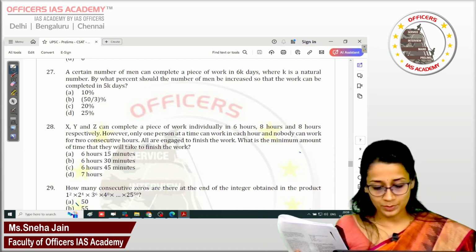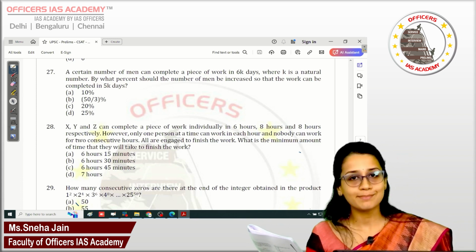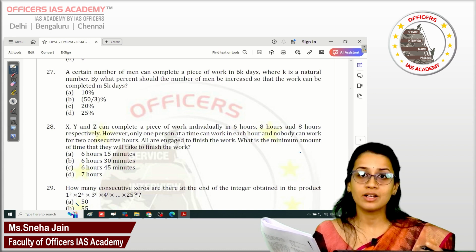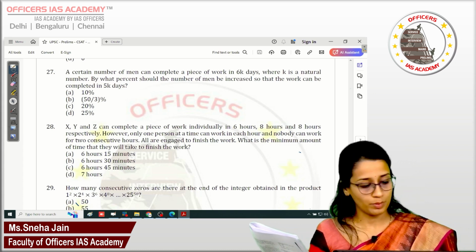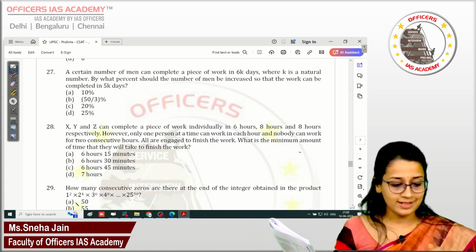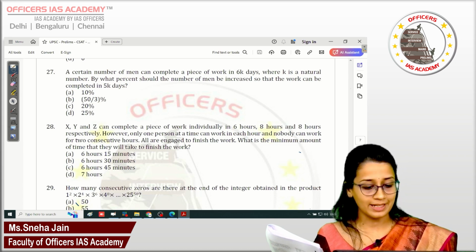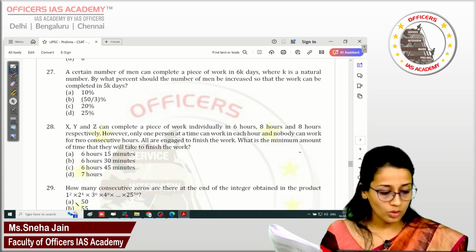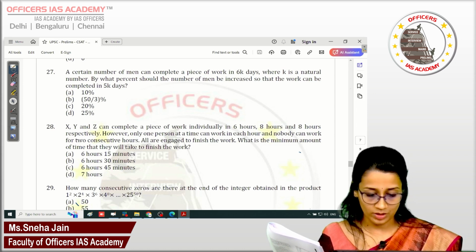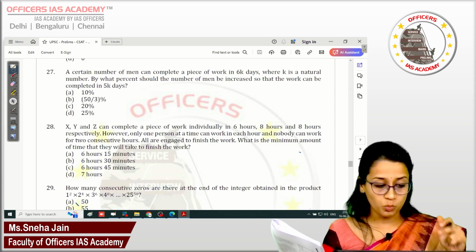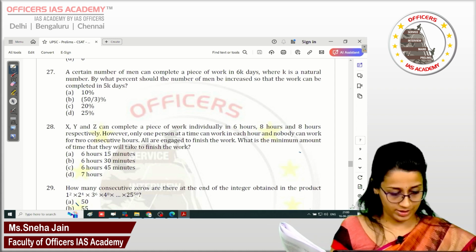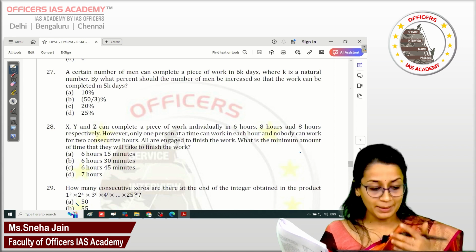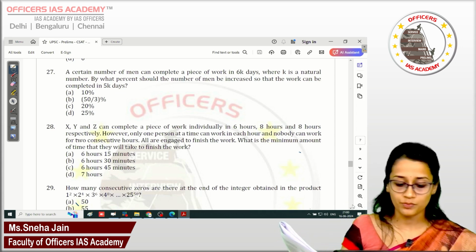Question number 28, although it looks very simple, has a small trick. Time and work is a topic that most of us generally prefer to do, but there's a small twist with the question. X, Y, and Z can complete a piece of work individually in 6 hours, 8 hours, and 8 hours respectively. However, only one person at a time can work in each hour, and nobody can work for 2 consecutive hours. All are engaged to finish the work. What is the minimum amount of time that they will take to finish the work?